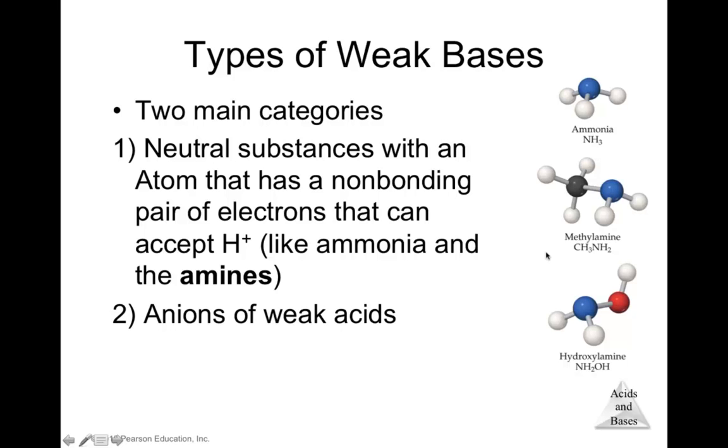And anions of weak acids are also weak bases. Remember that when we have a weak acid and it dissociates, it produces a conjugate base. So those conjugate bases are also weak bases, anions, okay? The anions of those weak acids.